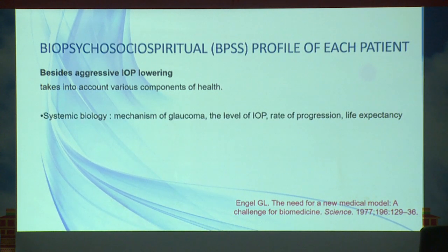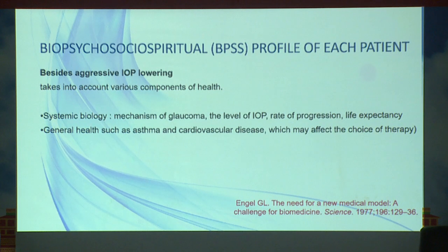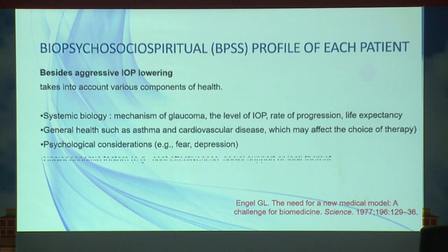Like, we need to consider the systemic biology of the patient. What is the mechanism of glaucoma? What is the level of IOP? How is the rate of progression? And what is the life expectancy? There, we also need to consider the general health of the patient. If the patient is having asthma or cardiovascular disease, we need to defer starting them on beta blockers. Similarly, psychological considerations also need to be considered, like if the patient is on depression and the medication is increasing this factor, then we need not start those medications.